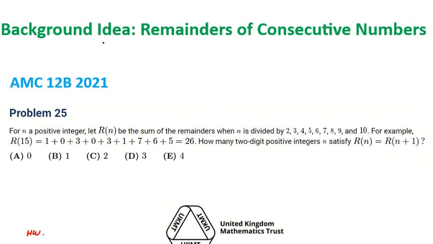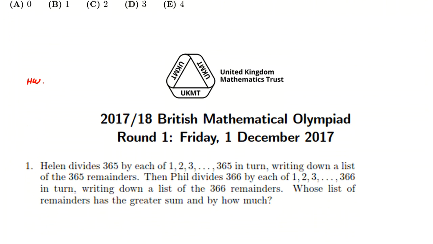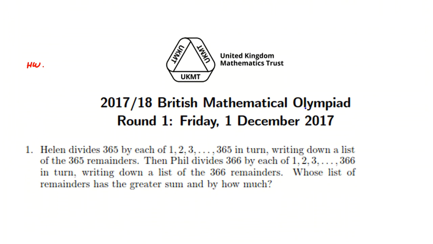In this part, we want to work on the background idea of remainders of consecutive numbers. Sometimes we have some numbers, for example, here 2 to 10, and we want to find the remainder of n when divided by these. We have this problem in AMC 12B 2021. Also, we have a similar idea in BMO, the British Mathematical Olympiad, the next prestigious national Olympiad exam after the USA's AMC, and it is BMO round 1.